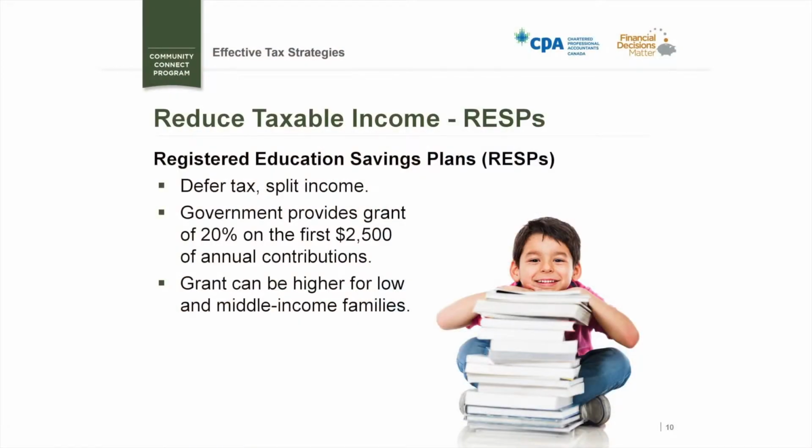And again, assuming the student is a low income earner, has no tax at that point, then it's a fabulous way to do income splitting. And one of the real values, aside from hopefully any good return that you can get on a tax-free basis in the RSP, is the government will give you a grant of up to 20% on the first $2,500 of your annual contributions. And frankly, that's a wonderful way to boost the amount of money you have available to help support your children when they go to university or other higher education.